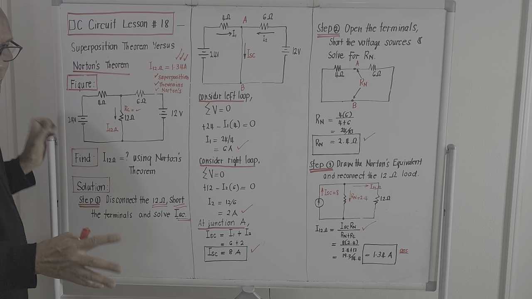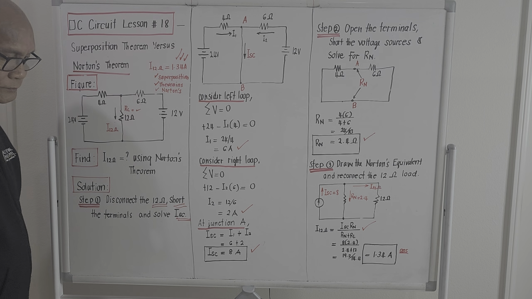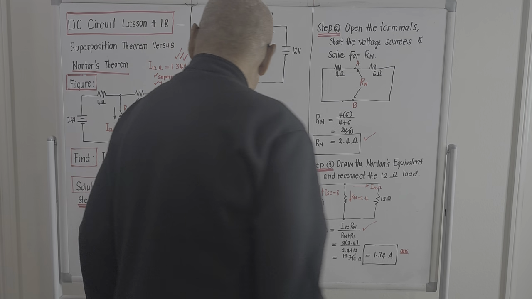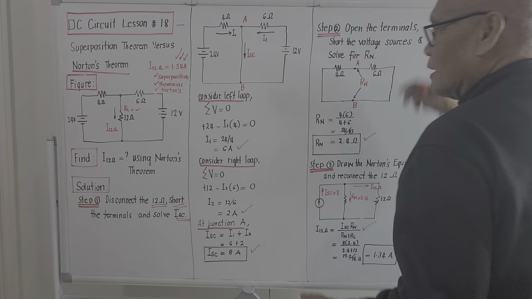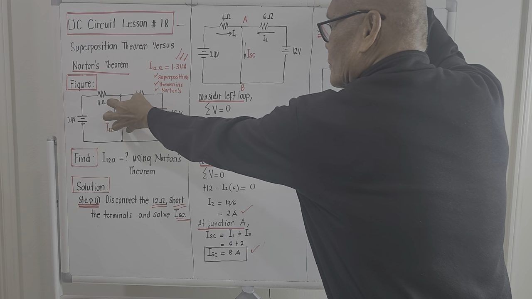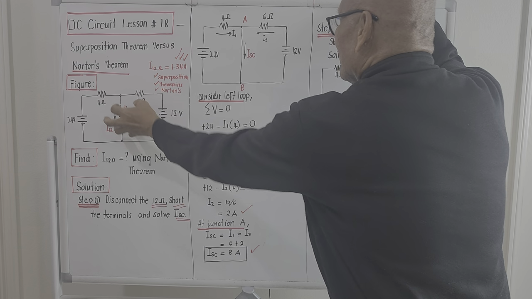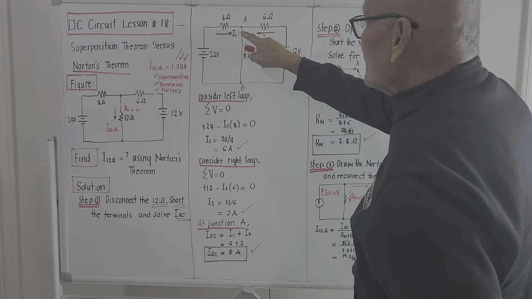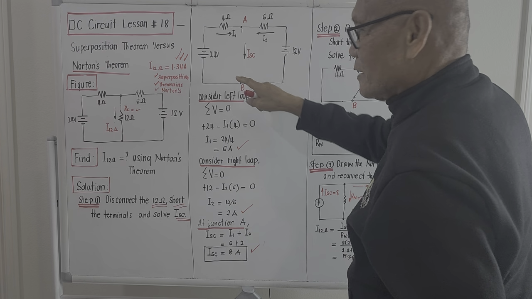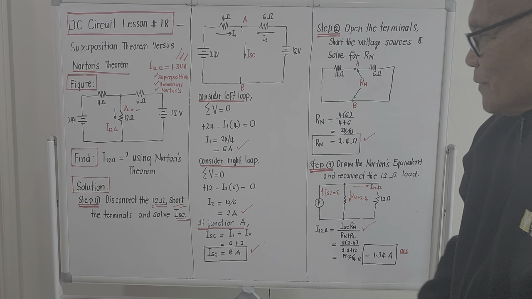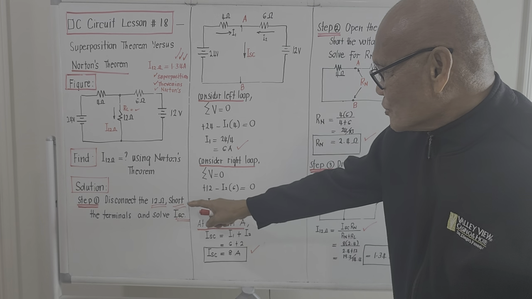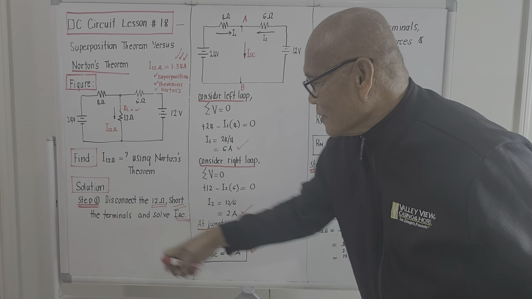So for step number 1, let's try to bring out the figure. Like what I said, disconnect the load. We disconnect the load. We remove this one. Okay, we remove it. That's step number 1. But according to step number 1, then short the terminals. We short it out.